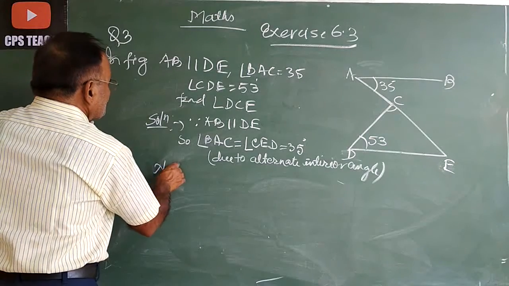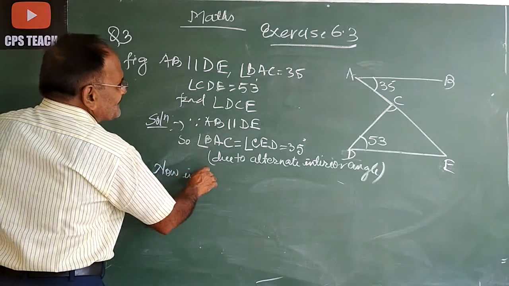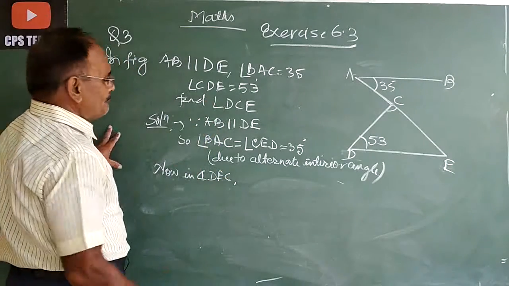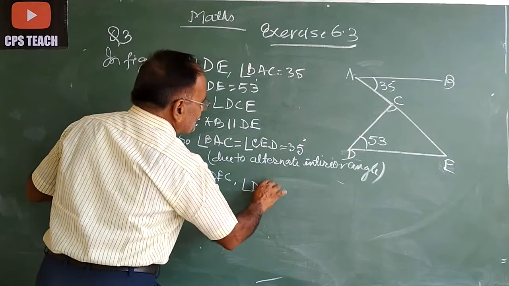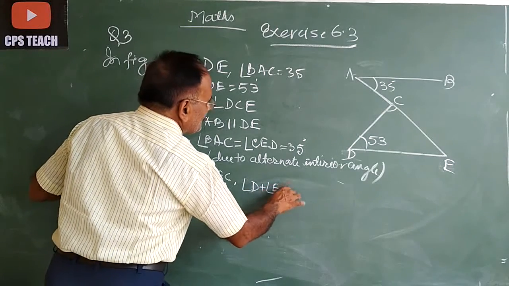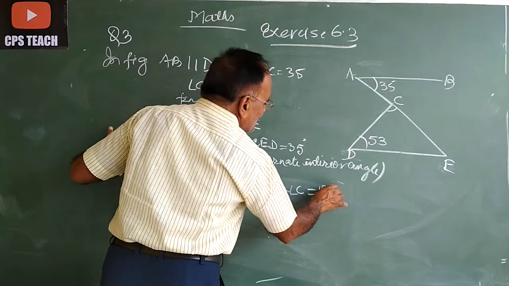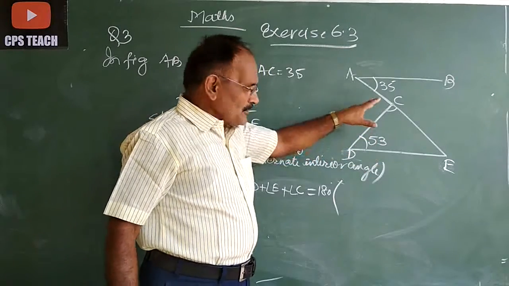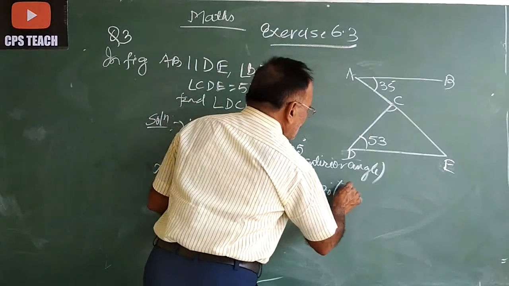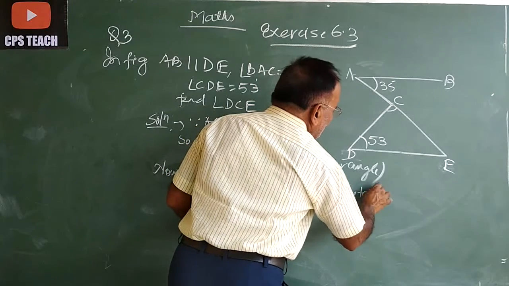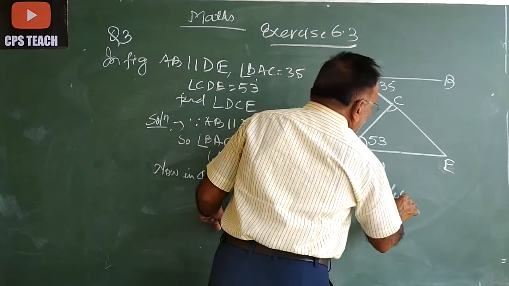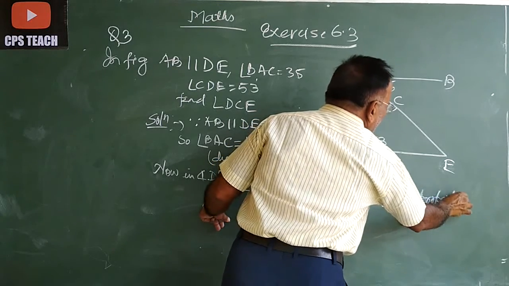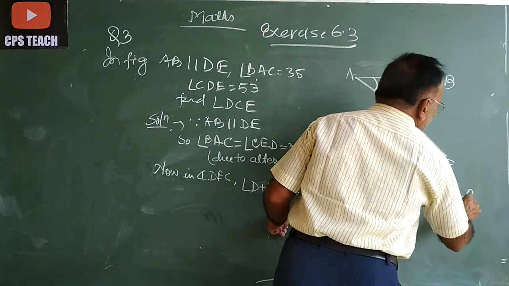Now, in triangle DEC, angle D plus angle E plus angle C is equal to 180 degree, and this is only due to angle sum property of the triangle.